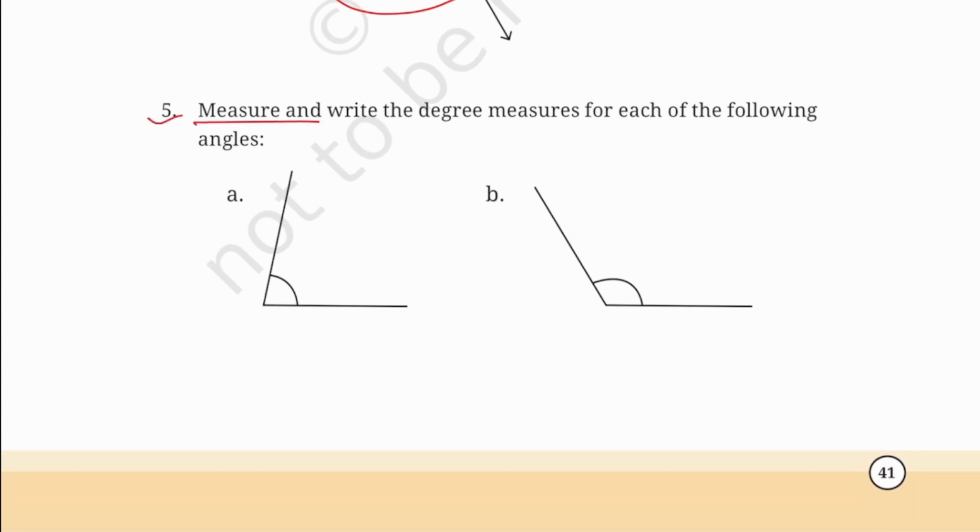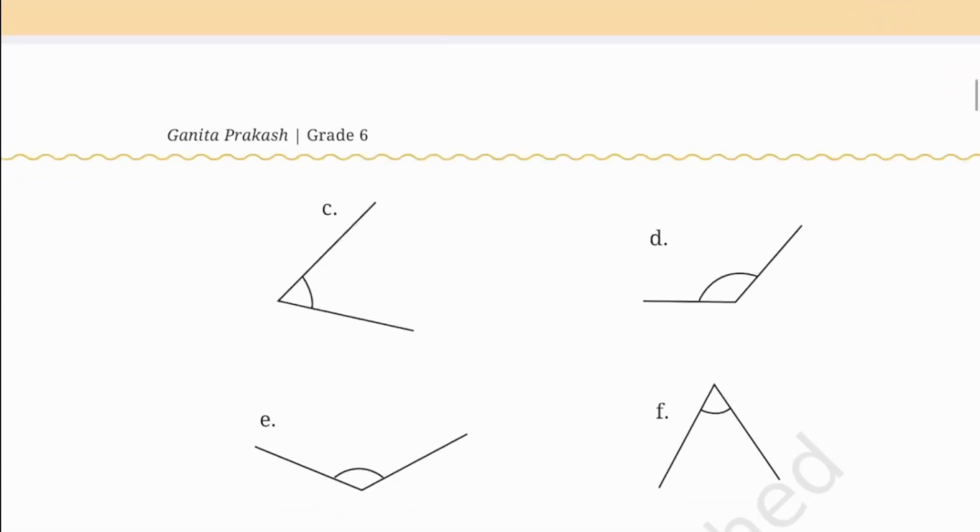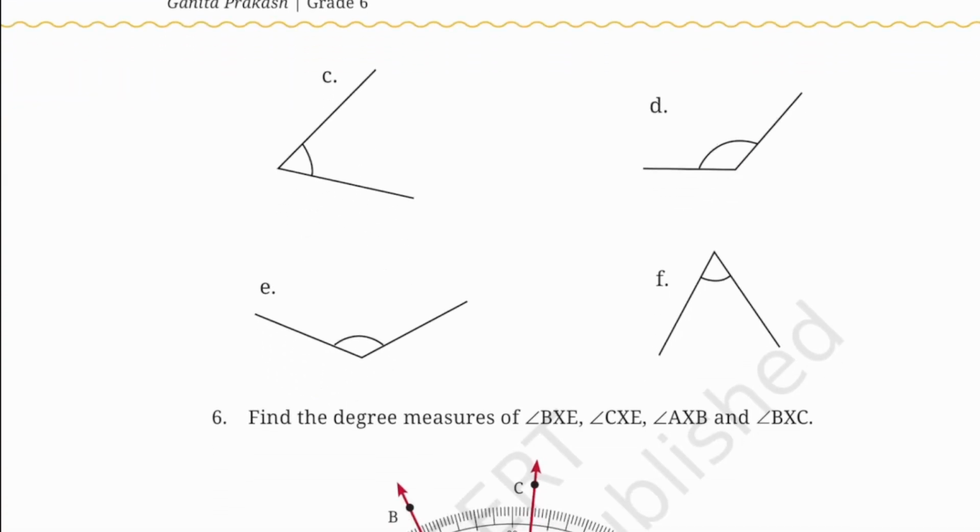5. Measure and write the degree measures for each of the following angles, A and B. You can use your protractor to find this out. Similarly, you can do for C, D, E and F.